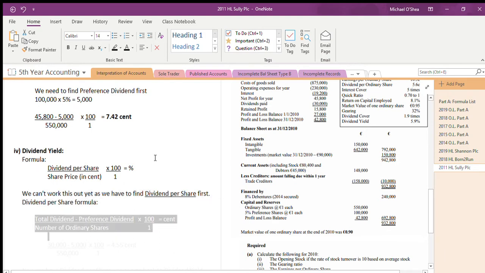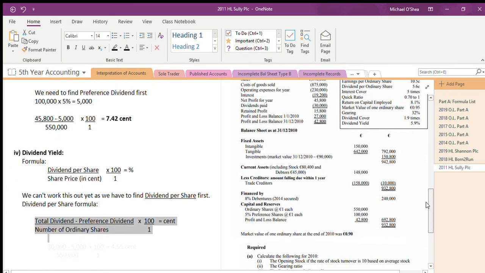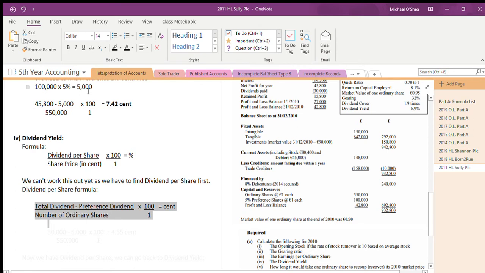It has its own formula. The formula for dividends per share is the total dividend minus the preference dividend, divided by number of ordinary shares. Total dividend is up here, 30,000. Preference dividend I just worked out to be 5,000 up here. It's my preference shares multiplied by my percent. And number of ordinary shares 550,000. As usual, we just plug those in here. Total dividend 30,000 minus the 5,000 preference, divided by 550 multiplied by 100 over 1 is 4.55 cent. Not my final answer, that's just my dividend per share.